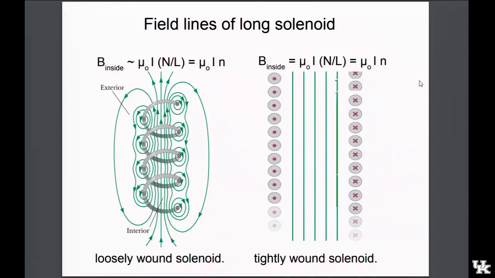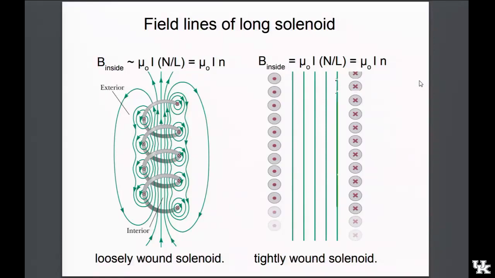The second thing that the field inside the solenoid is proportional to is what we call the number of turns per unit length. So the number of turns per unit length in this overhead here is given the symbol little n.